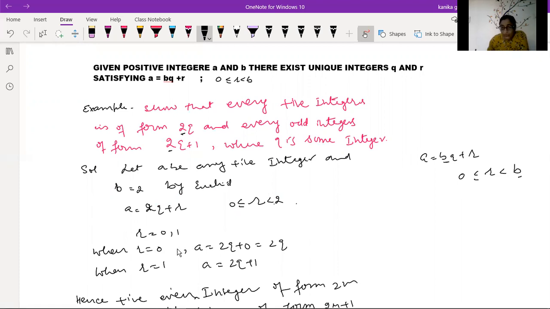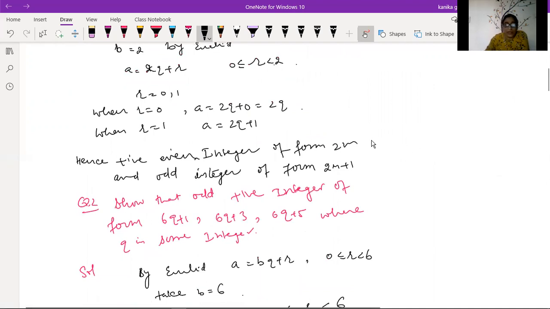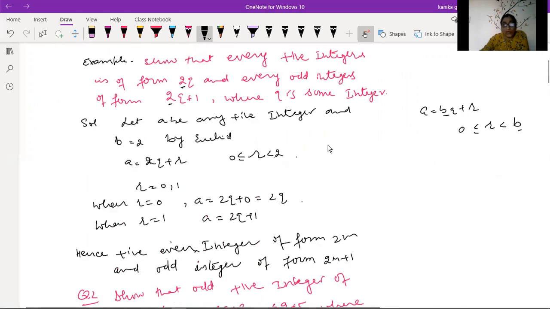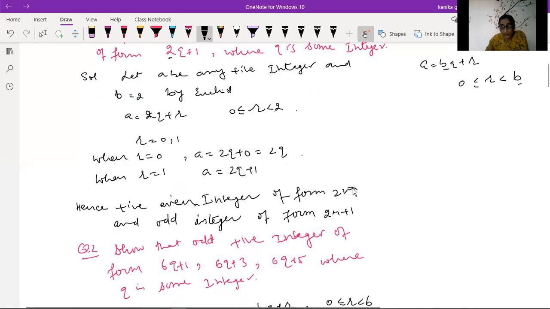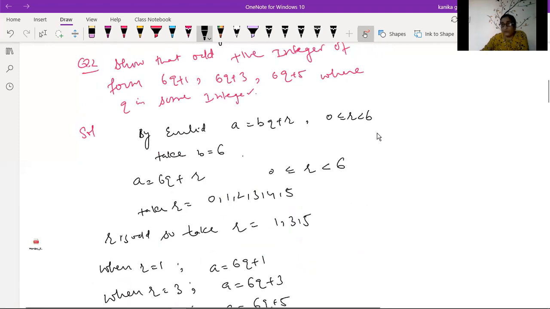जब हमने r इज इक्वल टू 0 लिया तो क्या बना, a इज इक्वल टू 2q प्लस 0, दैट इज इक्वल टू 2q. जब r इज इक्वल टू 1 लिया तो a इज इक्वल टू 2q प्लस 1. Hence the positive integer is of the form 2q and 2q plus 1. You have to write here 2q and 2q plus 1. Now the question number 2 is, show that odd positive integer is of the form 6q plus 1, 6q plus 3 and 6q plus 5, where q is some integer.